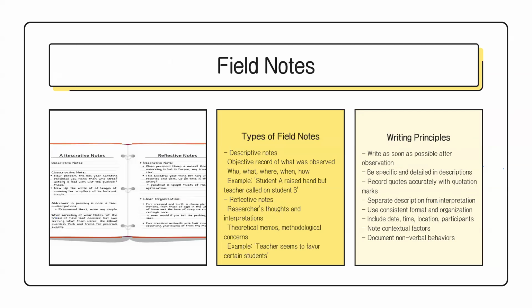Your field notes are vital data. You need to type descriptive notes, an objective record of what happened, and reflective notes, your thoughts, interpretations, and theoretical memos. Always write them as soon as possible and separate description from interpretation.